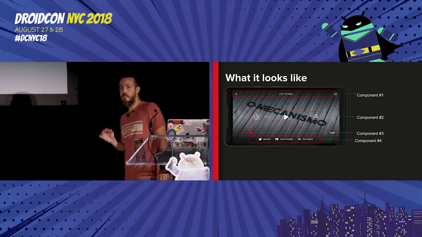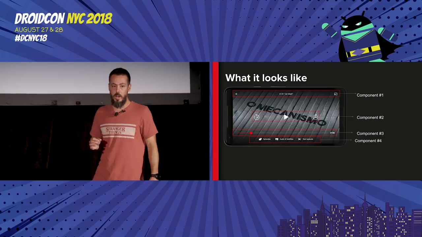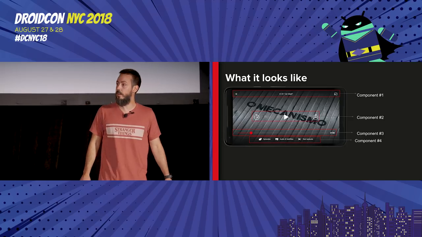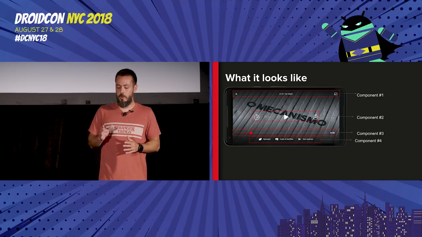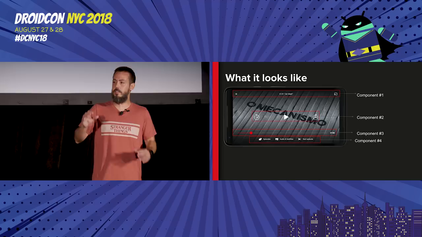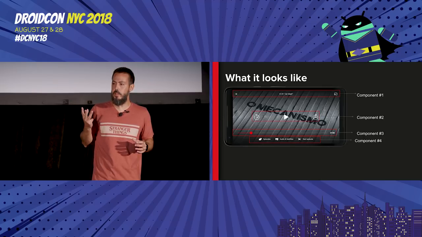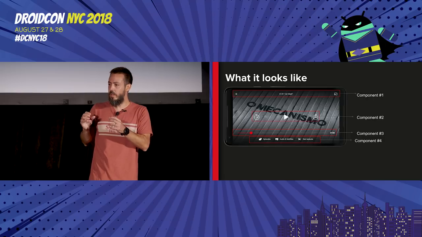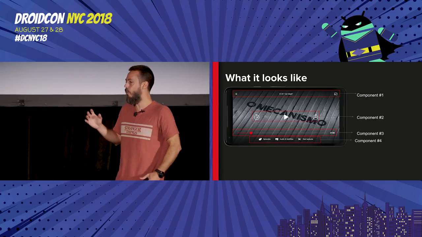So here is one example of what it looks like. This is the new player UI. I hope all of you are familiar with that. Here, the approach that we took is we created four components that you are seeing on the screen. The first one is the top bar. The top bar has three Android views, but for us, it's a single component because it makes sense. There are no rules. It's very flexible. It could be one Android view.